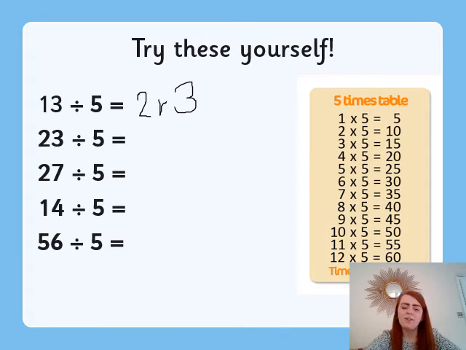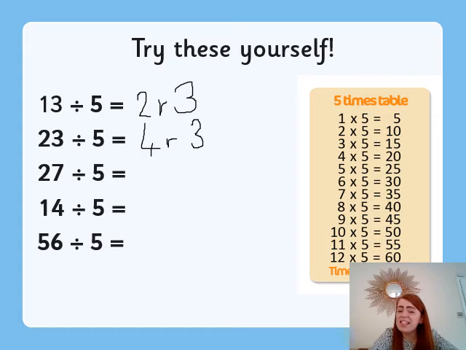23 divided by 5. This time I'm going to use my fingers to help me. So 5, 10, 15, 20, 25. But 25 is too far. I've gone over 23. So I've got 4 5s in 23. So I've got 4, but I only got to 20 there. So I need to find out, well, what's my remainder going to be? So I got to 20, going to count up to 23 now, 21, 22, 23. So my remainder is 3.